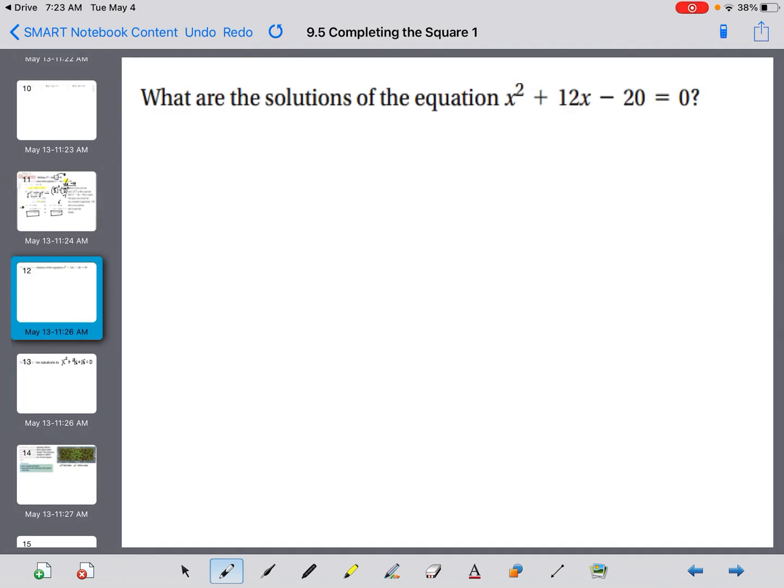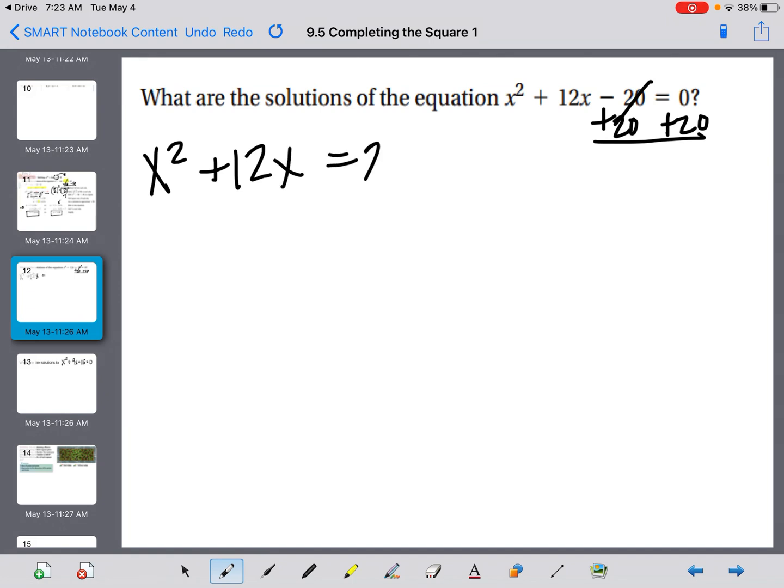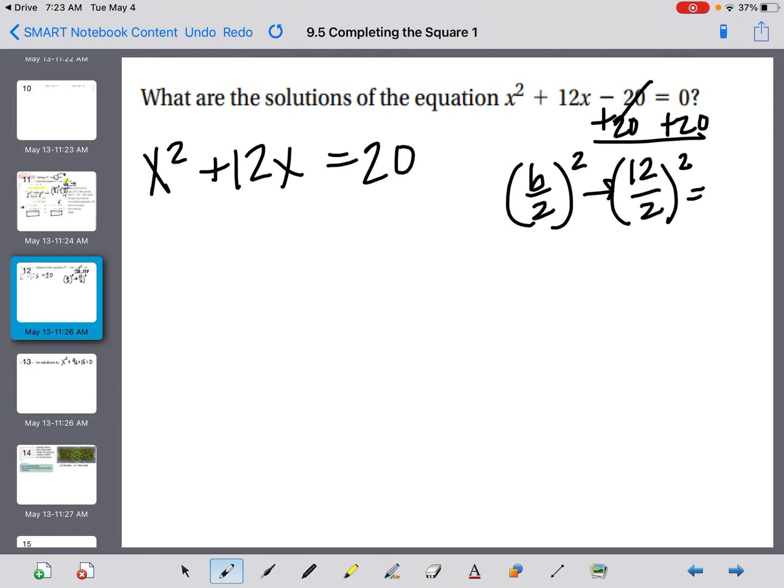All right, let's try that with this one. I need to add 20 to both sides to make sure that I don't have a c value to begin with. So I'm going to have x squared plus 12x equals 20. First thing I'm going to do is b over 2 to the second power, which in this case is 12 over 2 to the second power, which is 36.